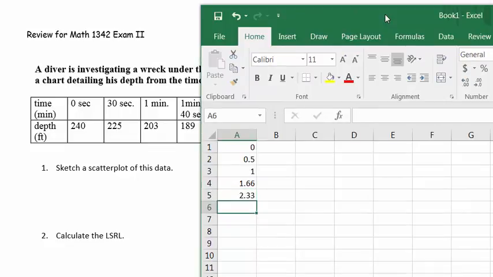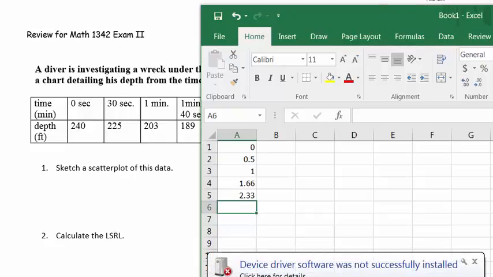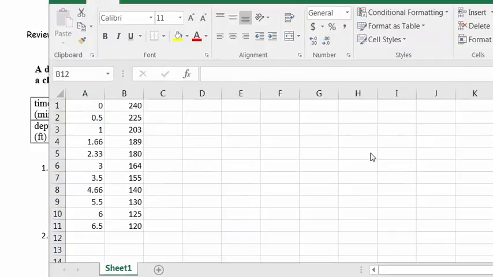I don't think you necessarily would like to watch me type the numbers in. And I'll join you back when we're talking about creating a scatter plot. Okay, so as you look at the data, you can kind of compare for a second and make sure that yours kind of matches mine.